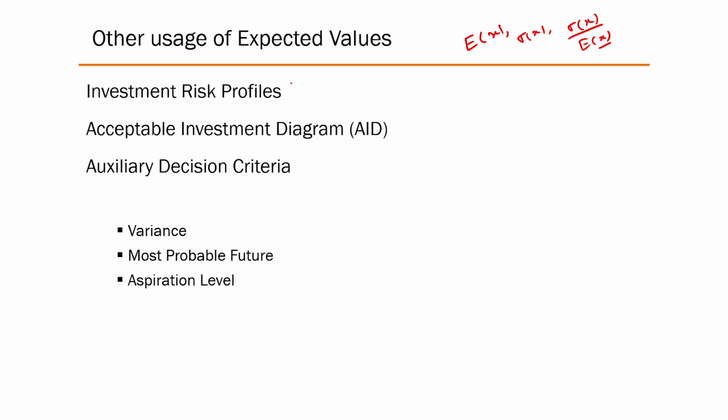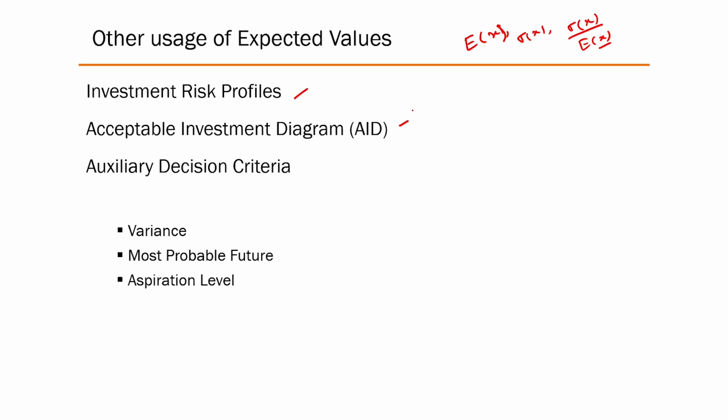Again, there can be n number of other usages, and of course that's where finance as a field gets much more complicated. You can make more rigorous statistical models based on using the information that you have here. But just three simple ideas. One is something called investment risk profile. Based on this information, can you draw a risk profile?